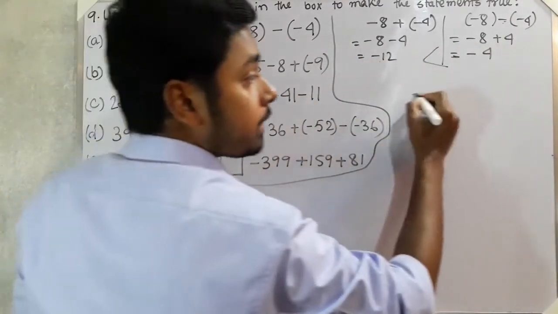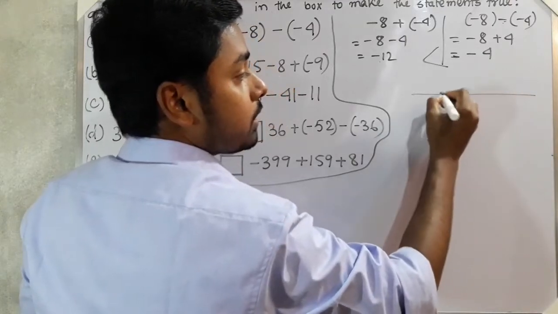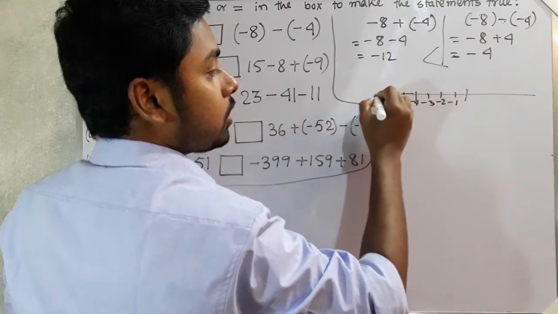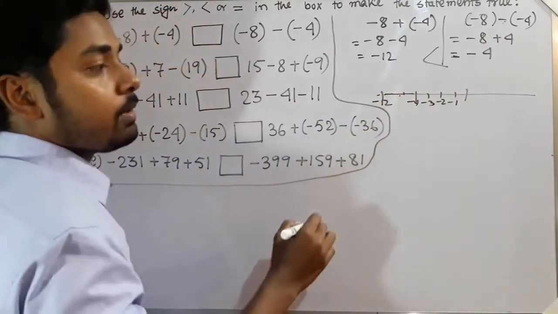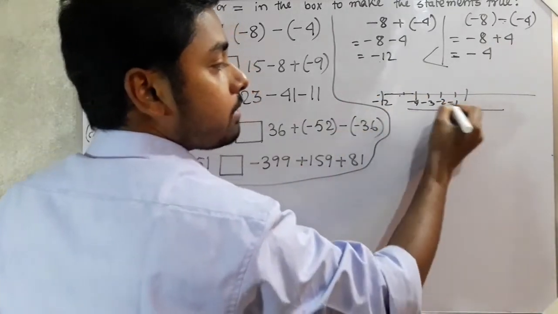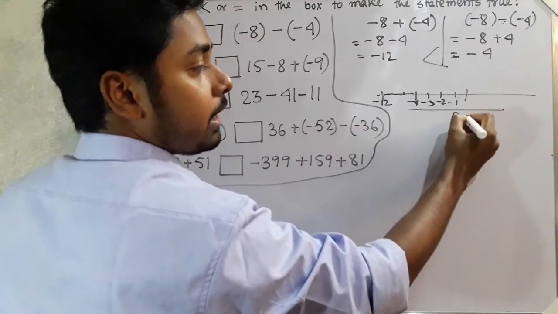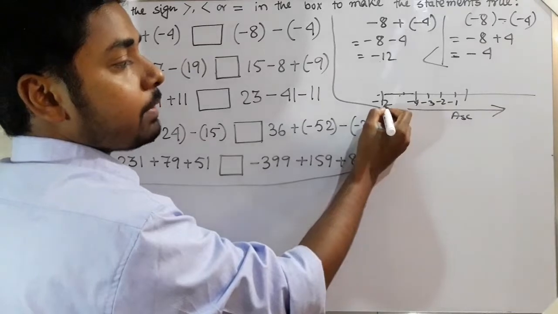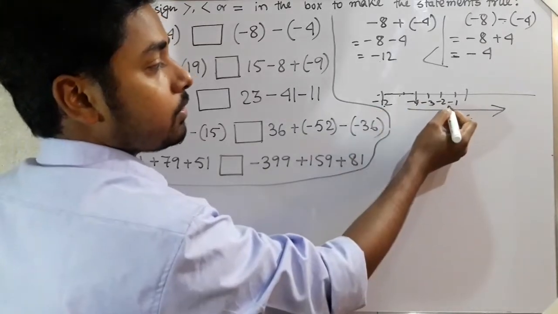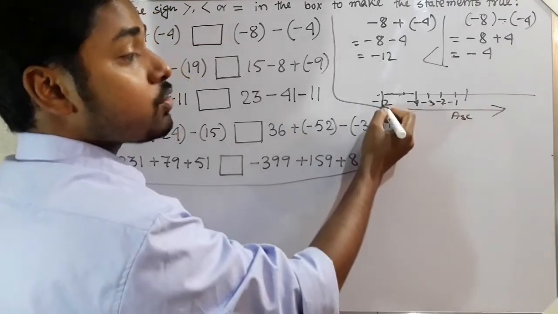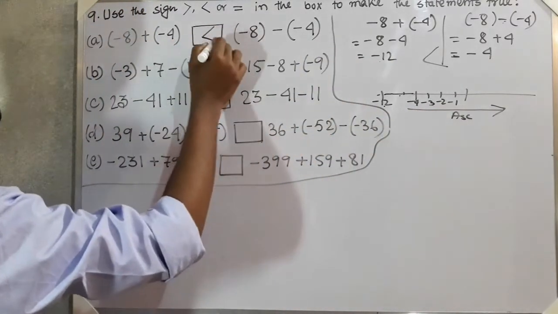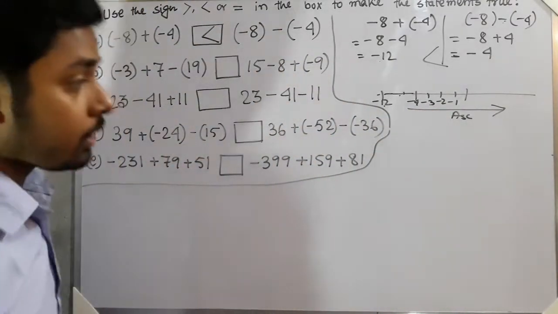Think about it, don't be confused. Minus 1, minus 2, minus 3, suppose minus 4, then dots, and here suppose minus 12. So according to the number line, these numbers are arranged in ascending order, as I told you. So minus 12 is less than minus 4. So this one is less than minus 4.